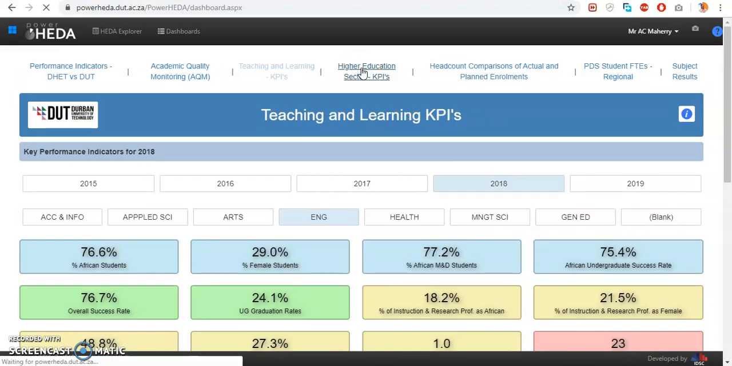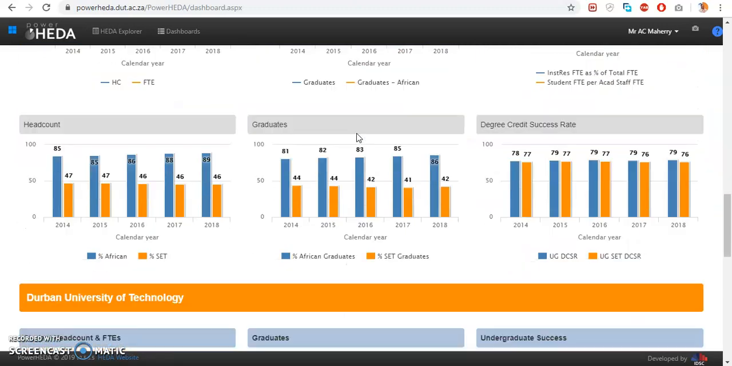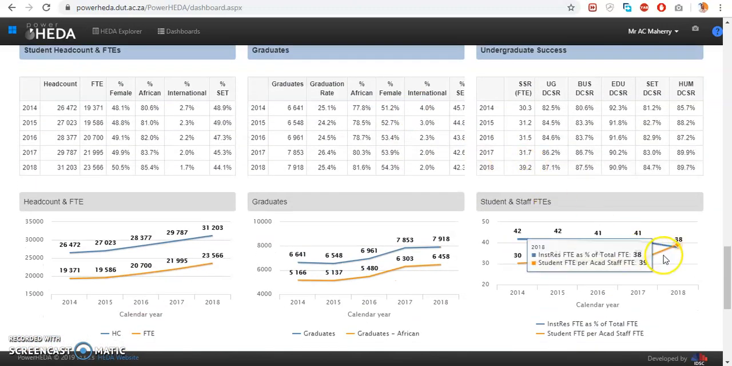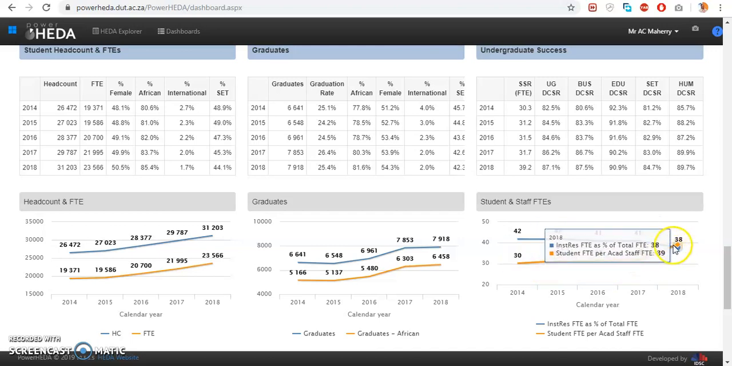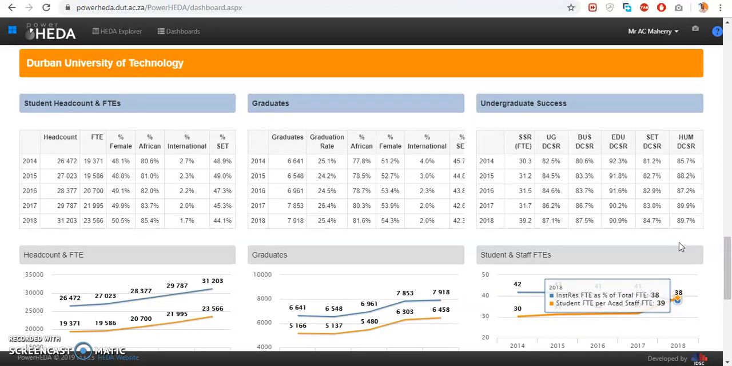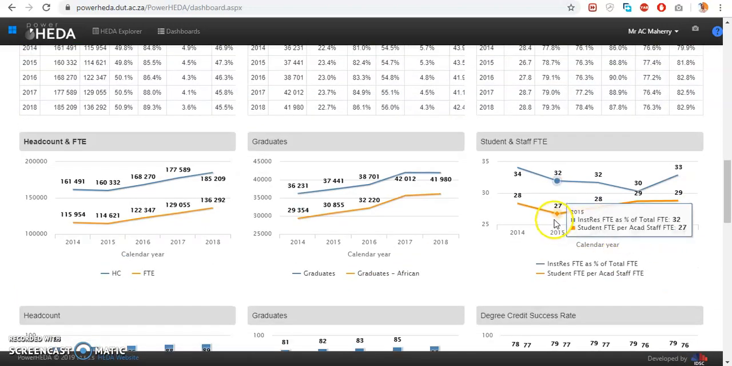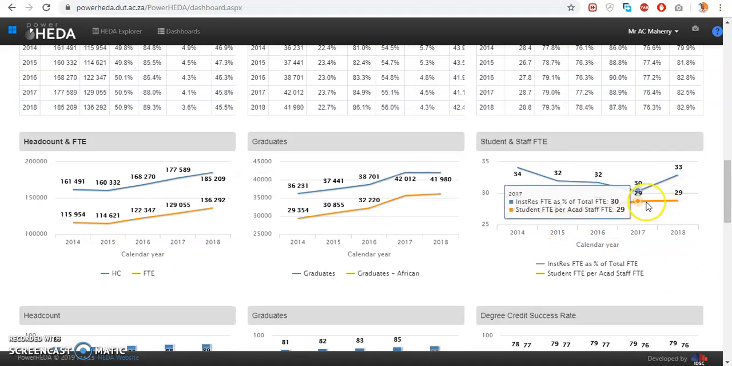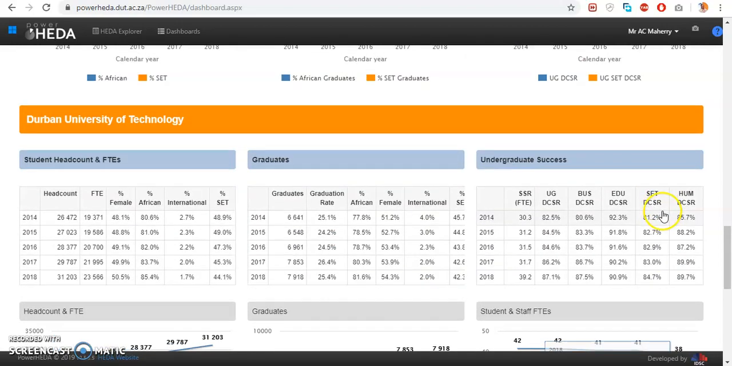You can have a look at the higher education sector KPIs. And what this shows you is what's happening in the sector. So if you scroll down to the bottom, there's DUT. And there you can see over here the students FTE per academic staff ratio, where it has been going, and in 2018 it has increased to 38. What about the other universities of technology? And you can see there the trend has been relatively stable, whereas in comparison DUT has gone up quite considerably.